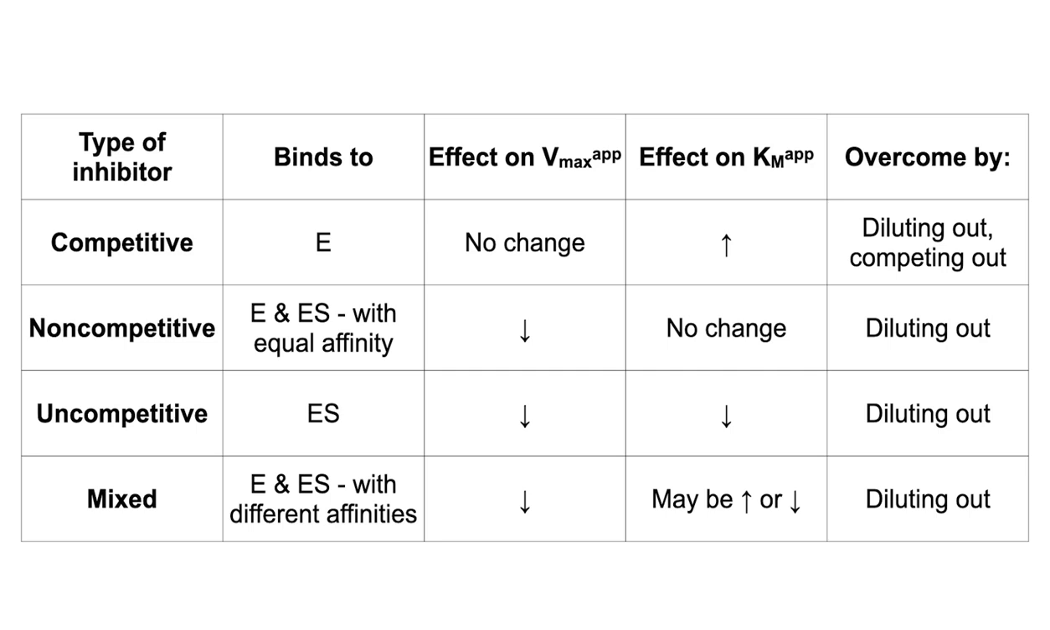Mixed inhibition. Here you're binding to E and to ES, but with different affinities. Once again, you're taking the enzyme out of commission, decreasing your Vmax apparent. But because you have different affinities, this may increase or decrease your Km apparent. If it acts more like a competitive inhibitor, binding to the enzyme alone tighter, that's going to increase your apparent Km, just like you had with your competitive inhibitor. But if it acts more like an uncompetitive inhibitor, then it's binding to the enzyme substrate complex more, and that's going to decrease your apparent Km. So it's hard to tell based on a graph or something like that whether something's mixed. Mixed is actually a very common form of inhibition.